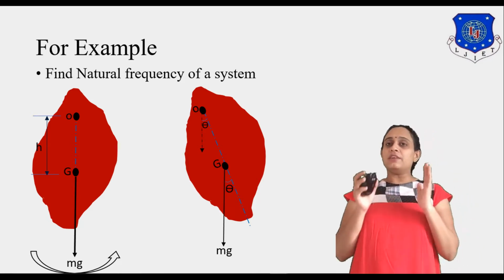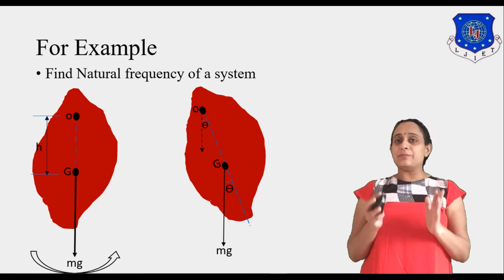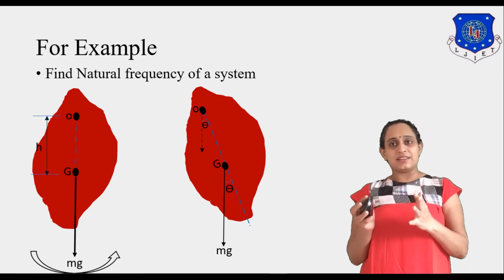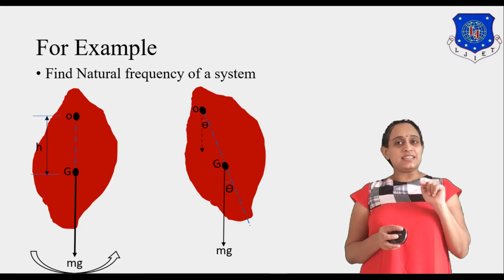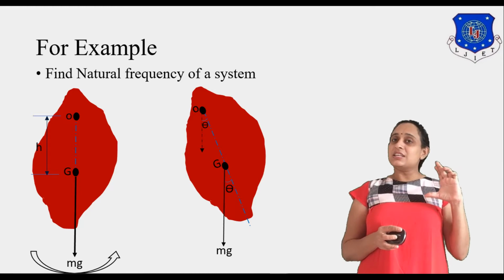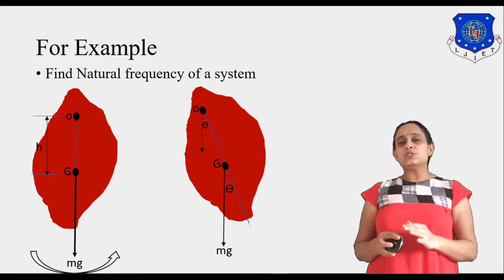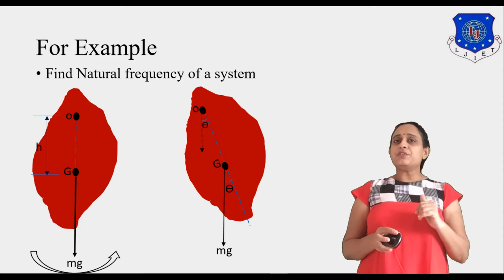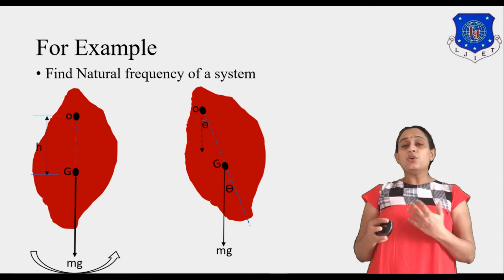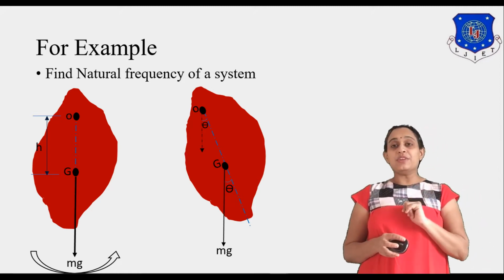In short, we have a rigid body of weight m into g, where m is the mass and g is the gravitational acceleration, O is the oscillating point, G is the center of gravity, and h is the height from O to G. Now let us assume it will move in this direction. So if it moves towards this direction, what will happen?